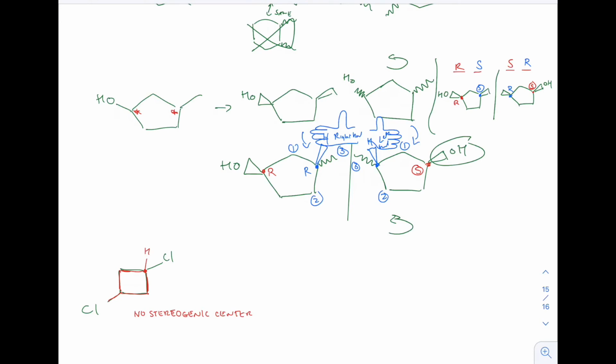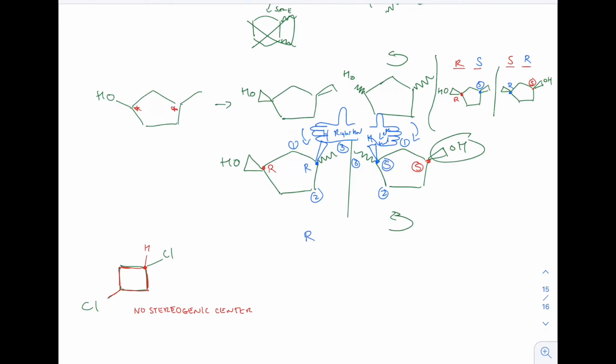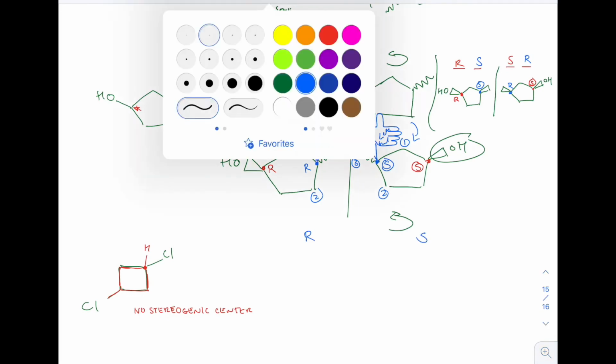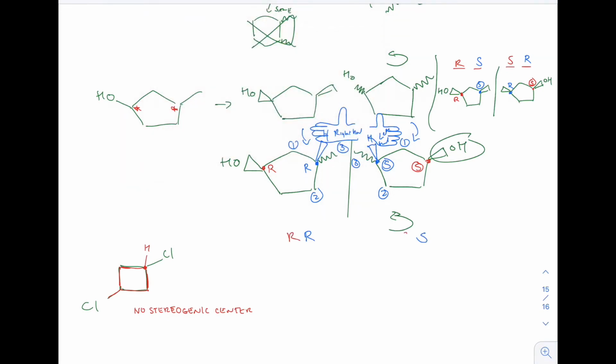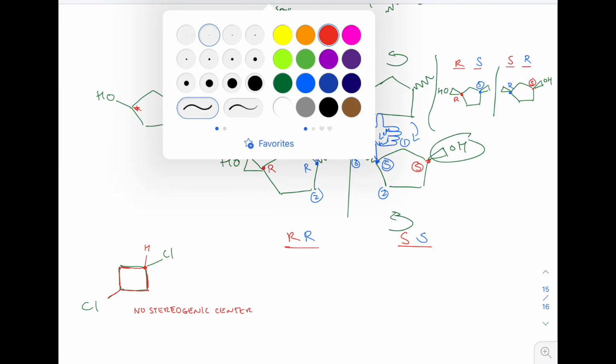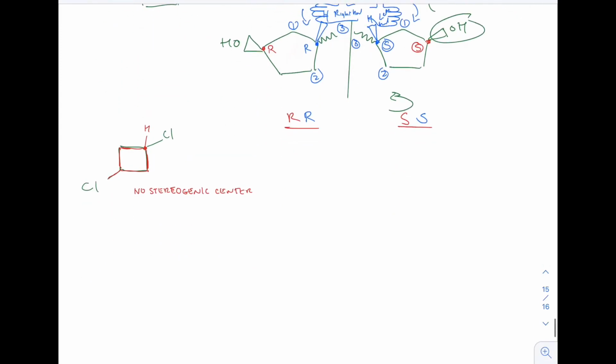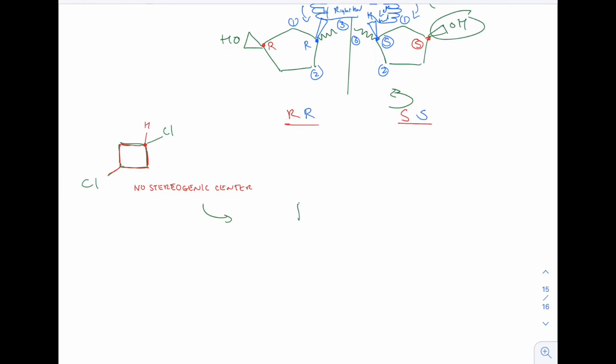All right, so what does that mean in the end? We have an RR compared to an SS. Okay, RR, SS. So those also are enantiomers, but their relationship with the above compounds is that they are diastereomers to those. Okay. All right, let's check this bad boy out.